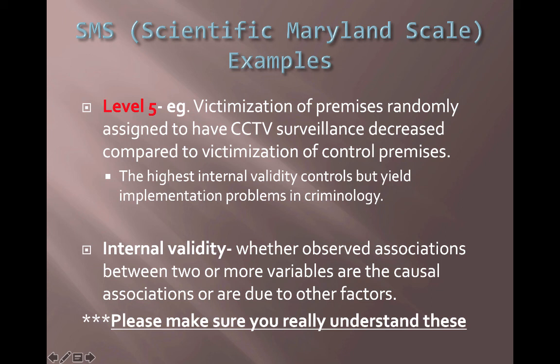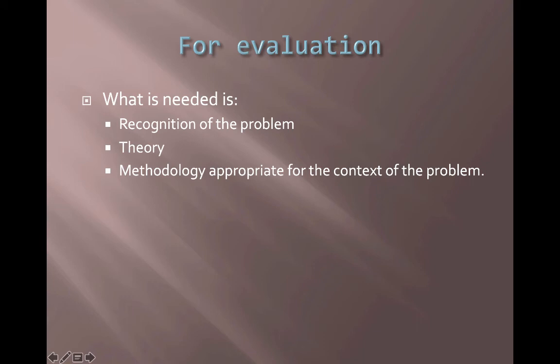Please make sure you pause these. It's covered in the book, and you should really understand the 5 levels of the SMS. All right, so for evaluation, what is needed? You need recognition of the problem, you need a theory, and you need a methodology appropriate for the context of the problem. All right, that ends Chapter 3.